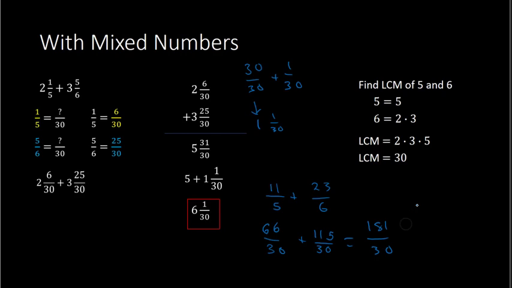I can divide this, 181 over 30, and I'm going to find that would give me 6, because 6 times 30 is 180. Then there's a remainder of 1 to get from 180 to 181. So the remainder is 1, and put that over 30. So my answer here would still be 6 and 1 over 30. So either way would give you the correct answer. It just depends on which method you prefer.